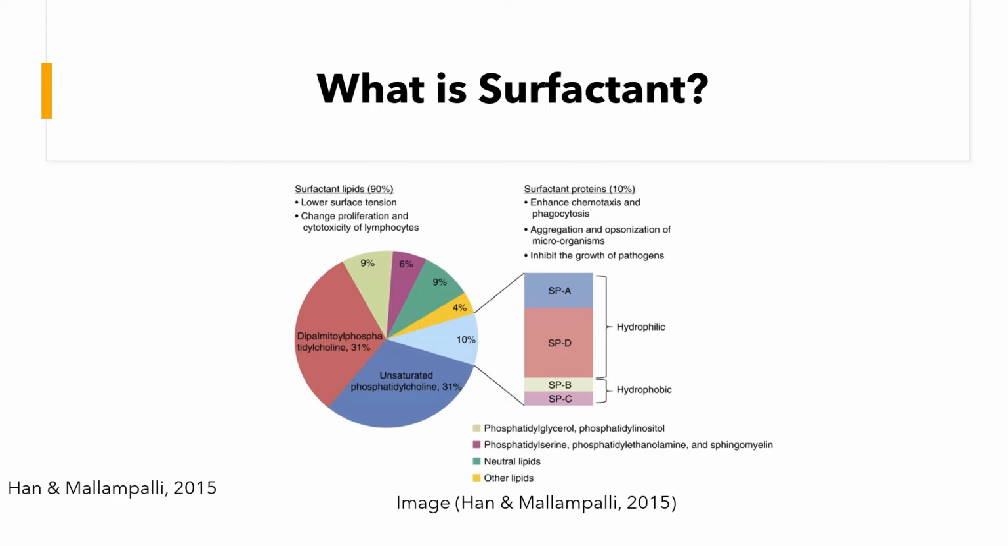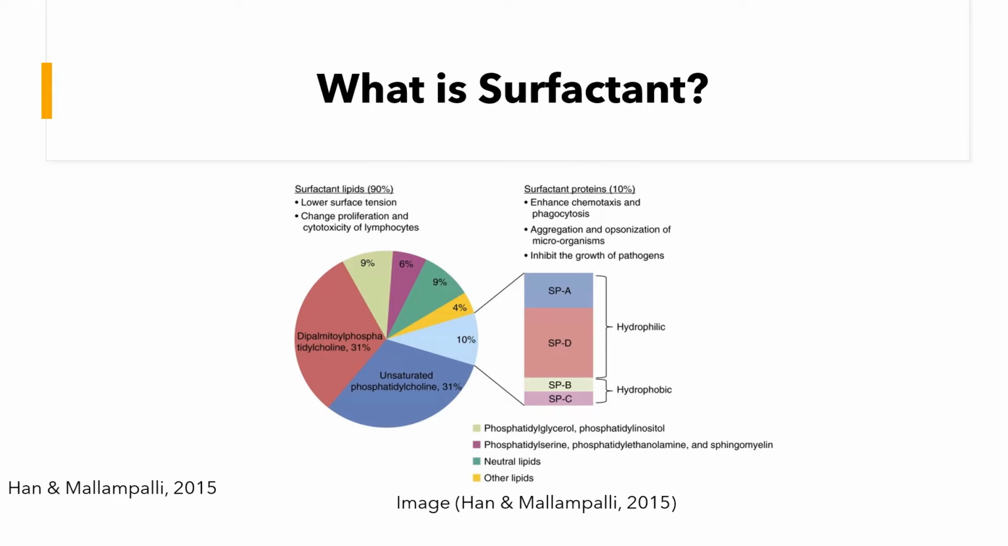So now we're going to talk about what surfactant is. Surfactant is a biological substance that is produced by alveolar type 2 cells in the epithelial lining of the lungs. Synthesis of surfactant begins in the ER, or the endoplasmic reticulum, and is modified by the Golgi apparatus. Surfactant is stored in structures called lamellar bodies and secreted into the alveoli by a process called exocytosis. So that's just a little bit about how it functions.